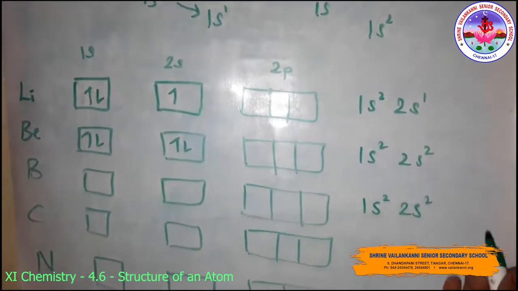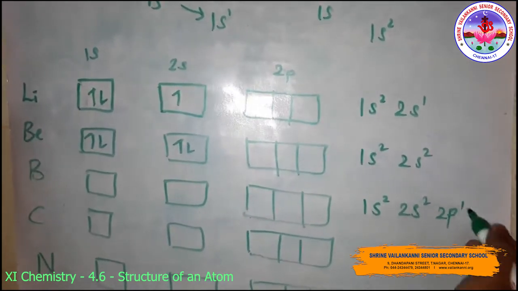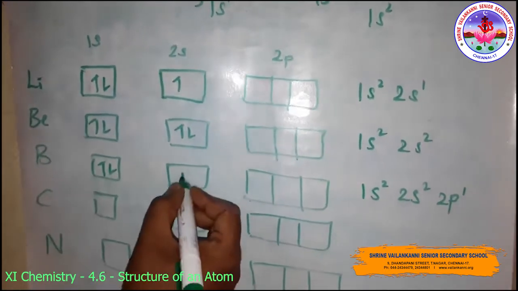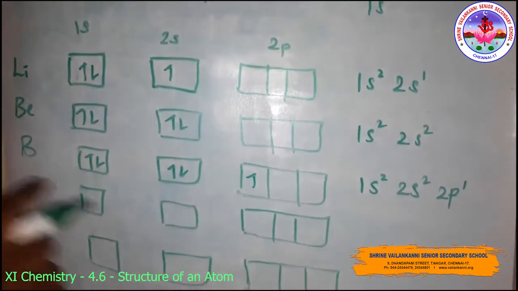Next available orbital is what? 2p. So that 2p, remaining 1 electron is there, so 2p1. The p orbitals entering the first electron is boron atom.